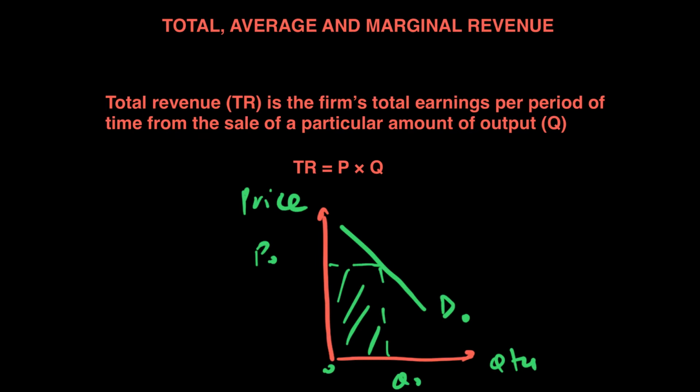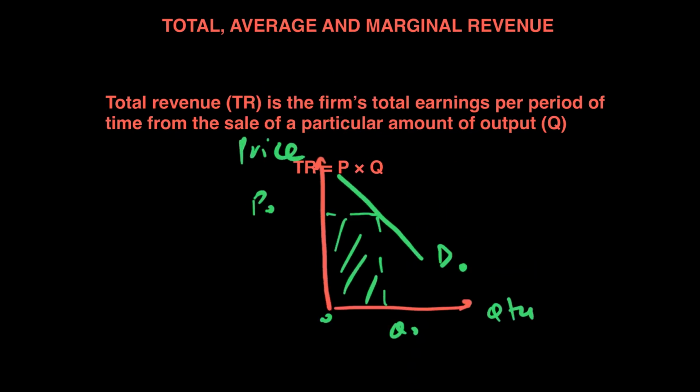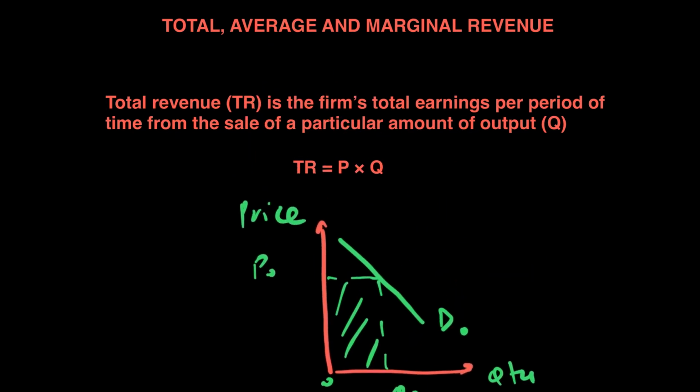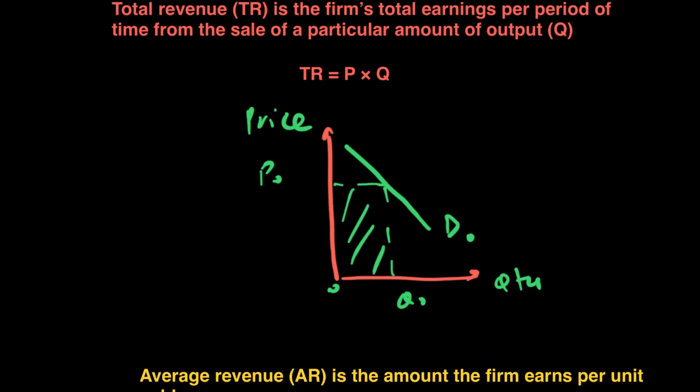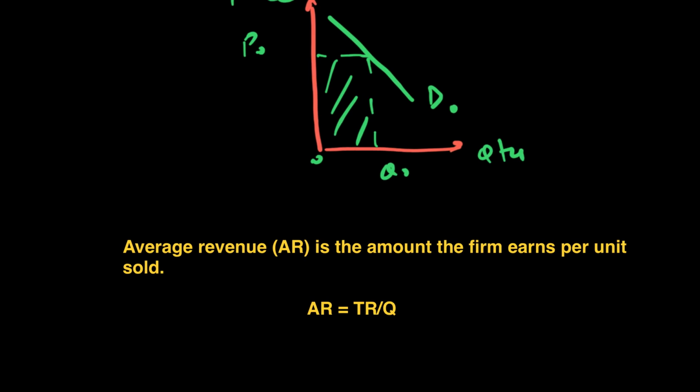Then comes our average revenue. What is average revenue? Average revenue is simply total revenue divided by quantity. It is the total amount the firm is earning, divided by the quantity. So it's like revenue per unit.